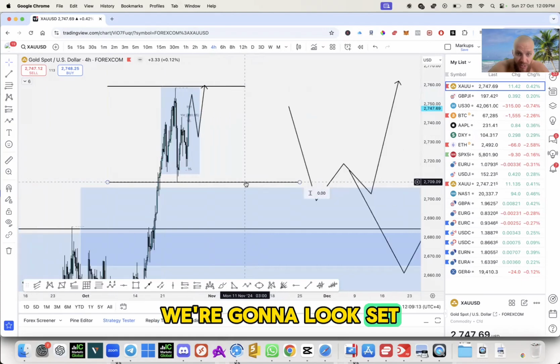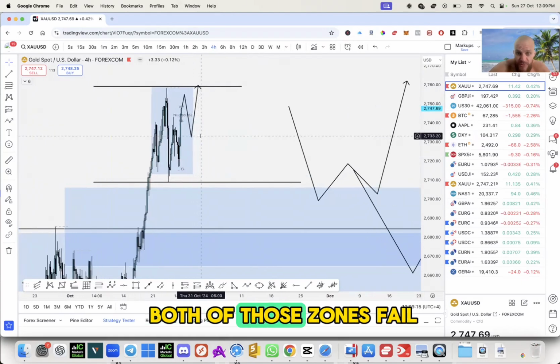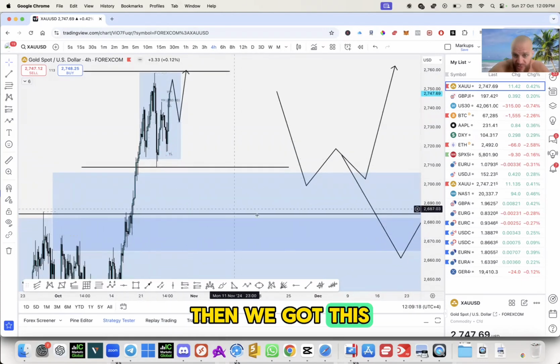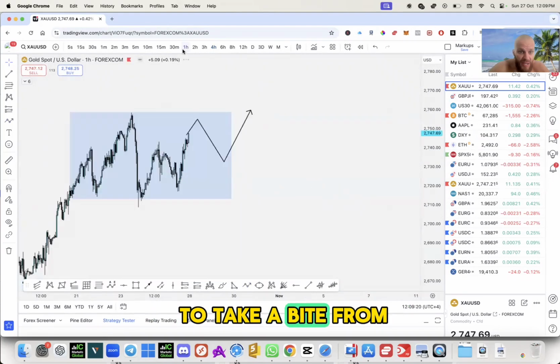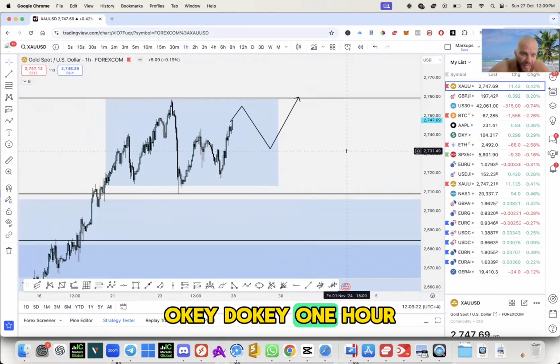This zone here we're going to look to take buys from. And if both of those zones fail, then we've got this zone down here that we're going to look to take buys from. Okie dokie, 1 hour.